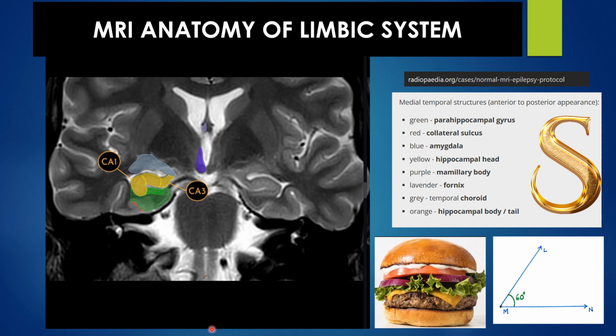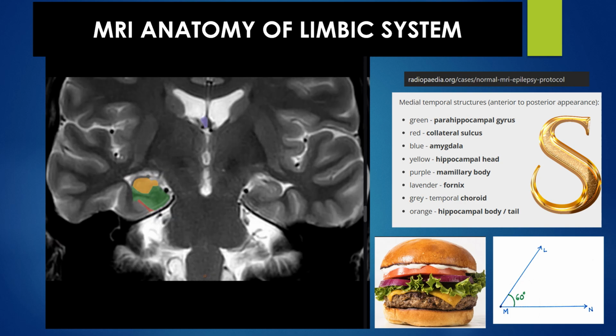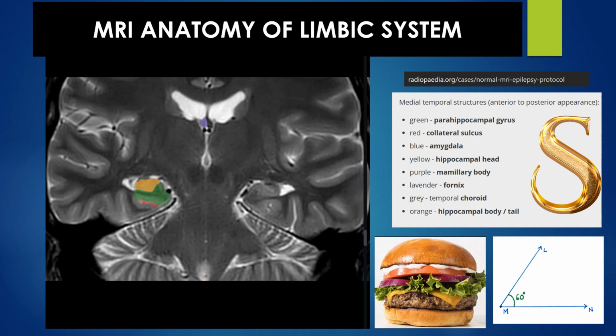We'll see this in the sagittal orientation. It's easier to identify that, but we need to familiarize ourselves with the coronal anatomy of the hippocampus and the mammillary body also. Let's scroll a little bit posteriorly. Again, now we are able to see the body and tail of the hippocampus, which is shown more in an orange color, and we are also able to see the fornix. So that is the anatomy.